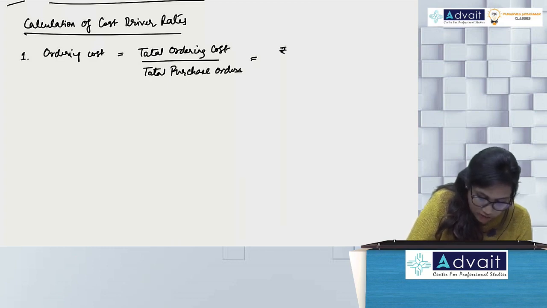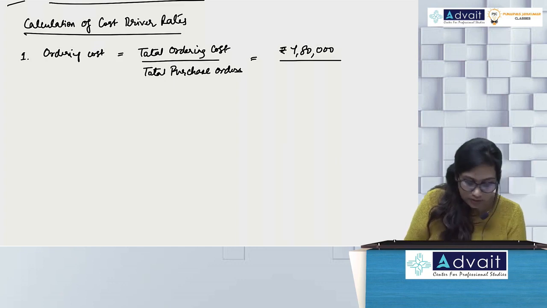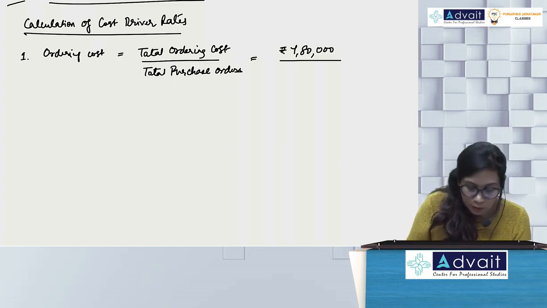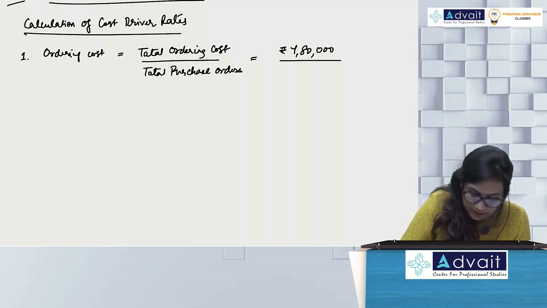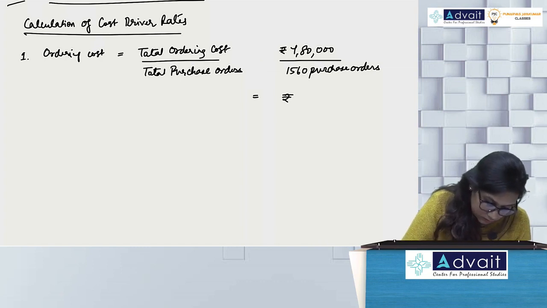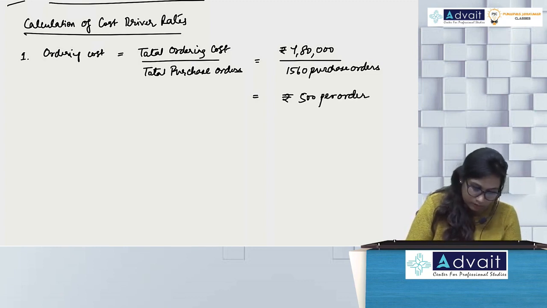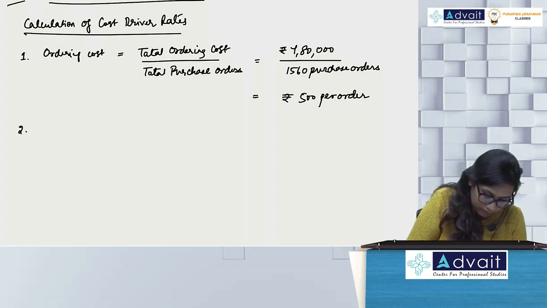So how much ordering cost have they given? ₹7,80,000, and total purchase orders, that is 1560 purchase orders. So how much do you get, guys? ₹500 per order.